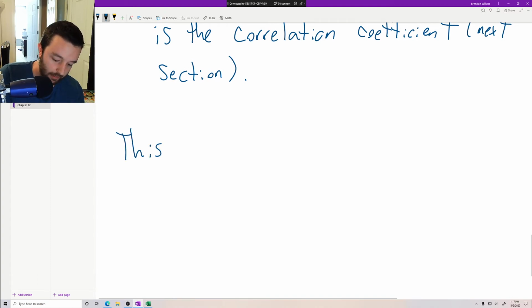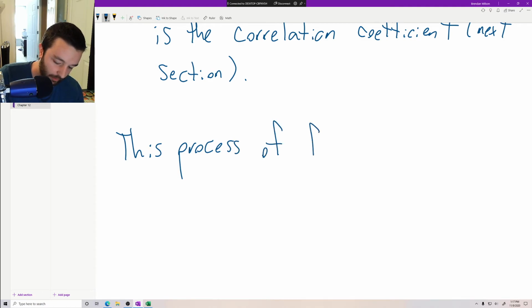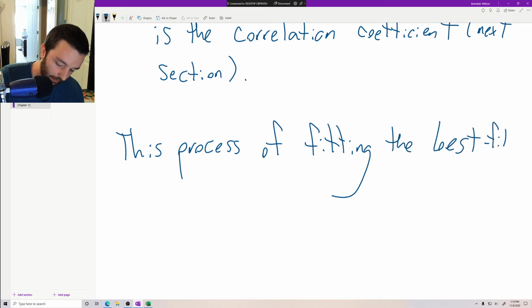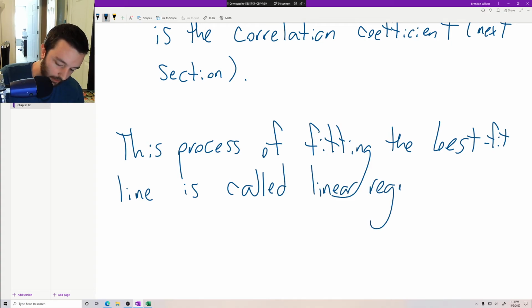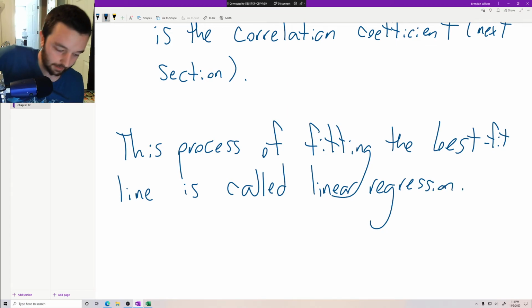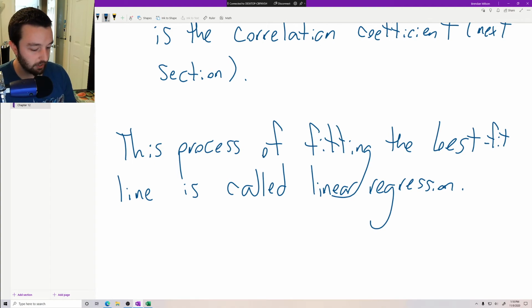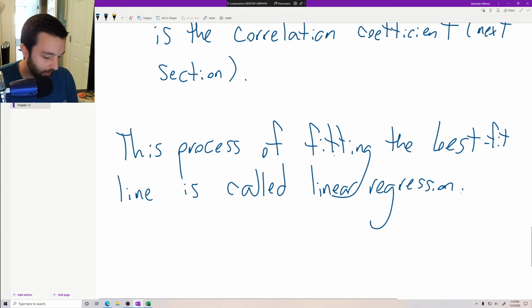So this process of fitting the best fit line is called linear regression. Okay. And the best fit line is called the least squares regression line. Okay. All right.